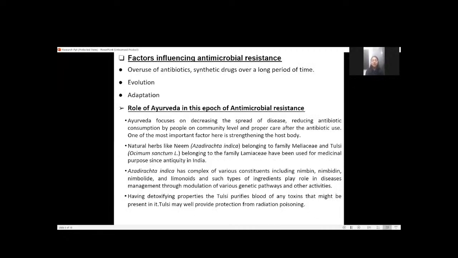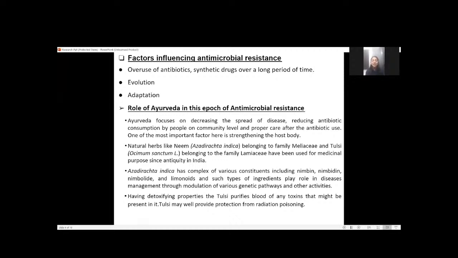Now let us see what the factors influencing antimicrobial resistance are. Overuse of antibiotics and synthetic drugs over a long period of time. Evolution exhibited by the microbes and adaptation of these microbes to antibiotics. Now let us see what role Ayurveda plays in this epoch of antimicrobial resistance. Ayurveda focuses on decreasing the spread of disease, reducing antibiotic consumption by people at the community level, and proper care after antibiotic use. One of the most important factors here is strengthening the host body.